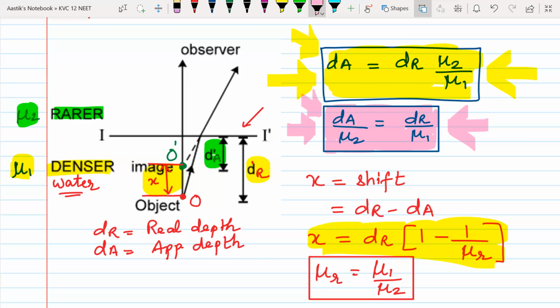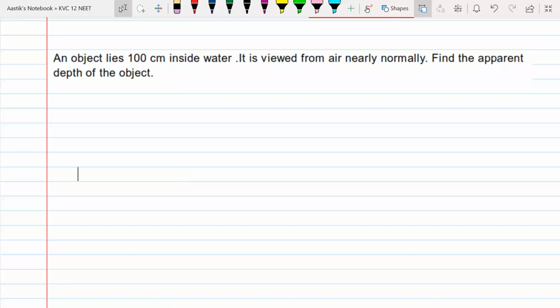Okay. Now we will try to apply this in a question. The question may be from denser to rarer, it can be from rarer to denser, it doesn't make any difference. Once we have understood the formula and the terms which have come in the formula, it doesn't matter from where to where the ray is going. And here is the first question on this real and apparent depth.